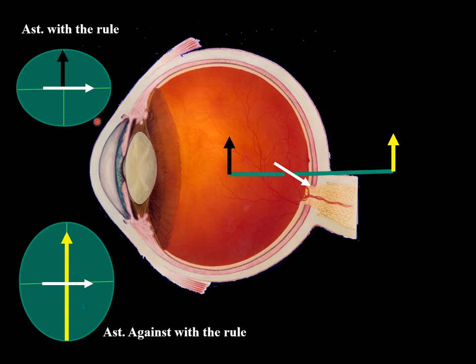Sometimes we have a situation when the vertical is more curved, more strong, so it will be focused on the retina. We call this astigmatism with the rule. Other times we have the horizontal more curved, more strong, and the other is weaker. We call this astigmatism against the rule. This is just terminology. It has no specific meaning.